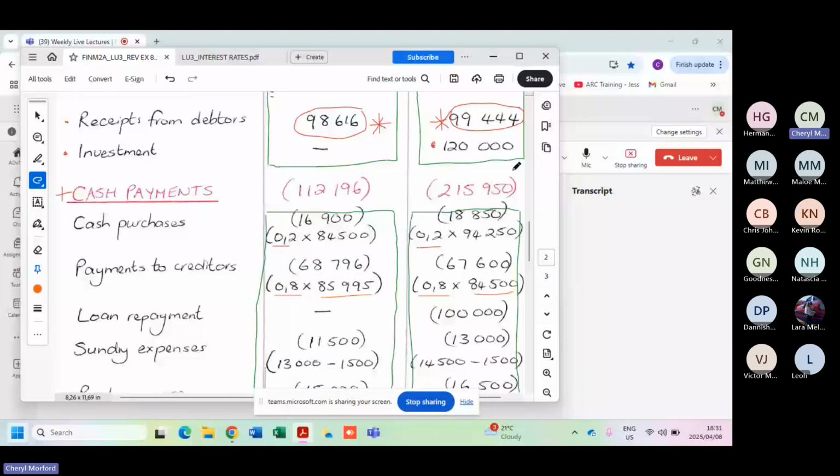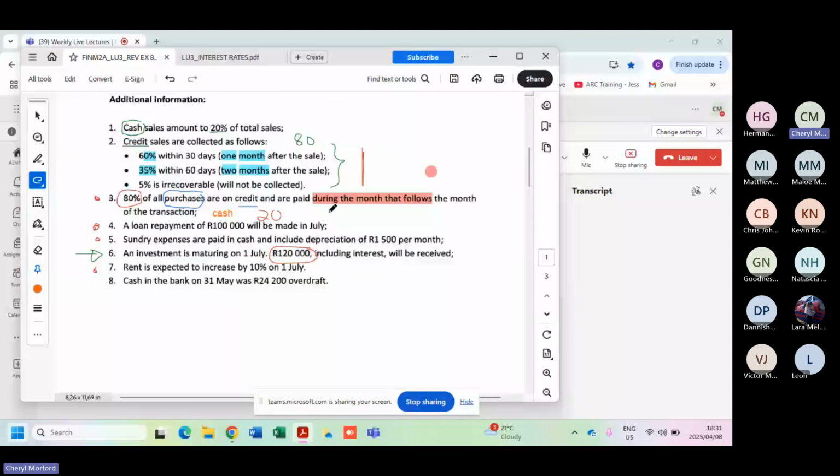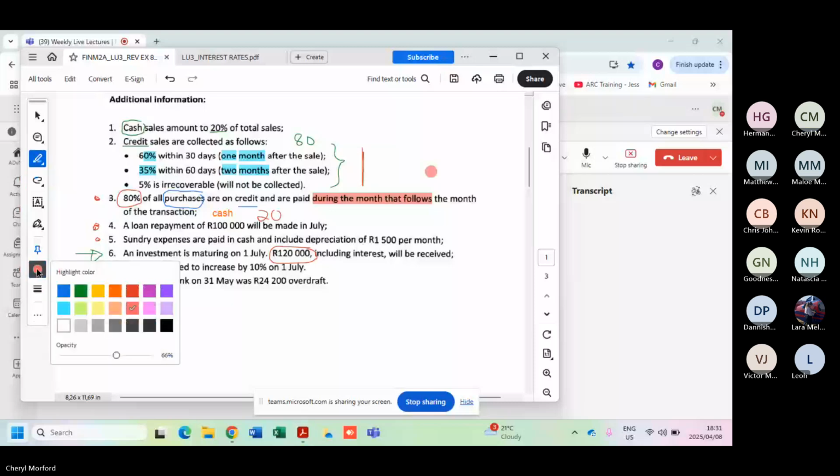What else? Nice easy one, number 4. A loan repayment, a once off in July. So we would record that. No problem. But how's this over here? With the sundry expenses, they paid in cash. That's why they're going to be in the cash budget. But look at this. It includes depreciation.